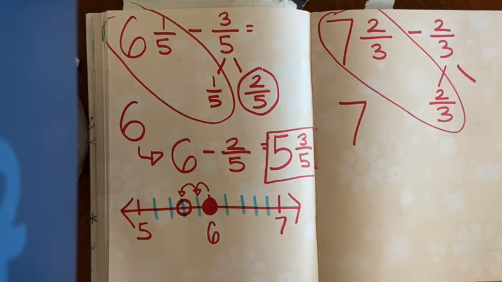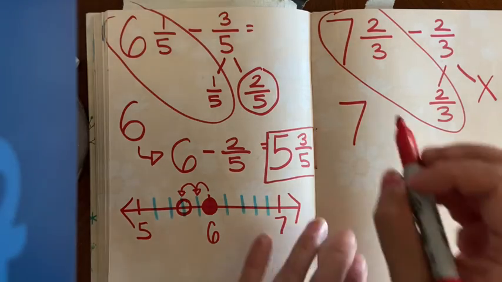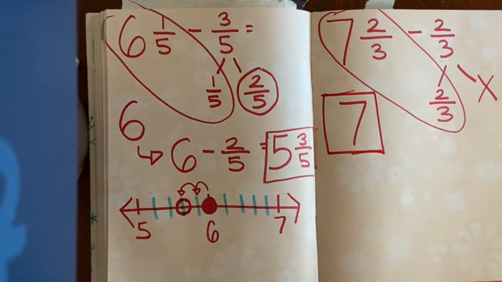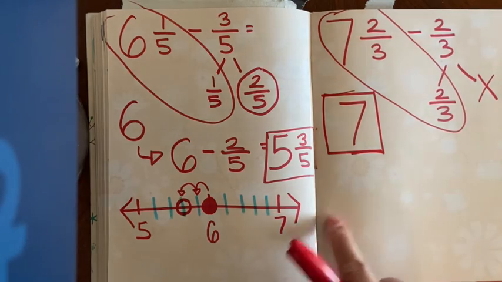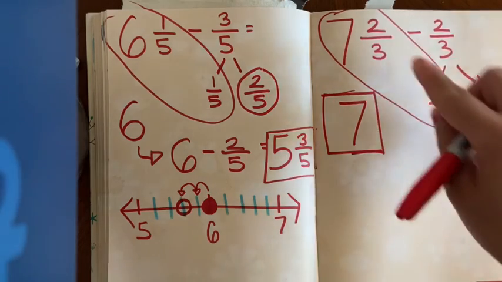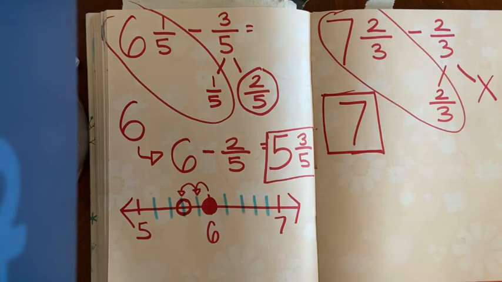We'll take a moment and look to see what we have left over when we borrow 2/3 from the 2/3. Ding, ding, ding. If you notice that we have nothing left over when we borrow 2/3 from 2/3, we can recognize that our answer is going to be the whole number of 7. We do not have to take that extra step and make a number line because we have nothing left to subtract when we borrow the 2/3 from 2/3.